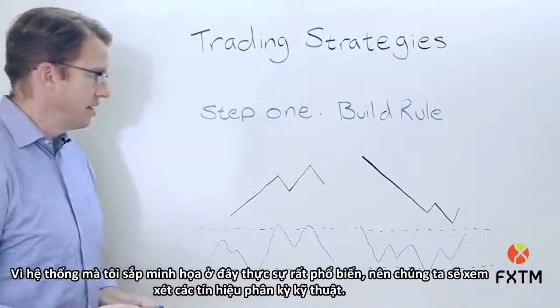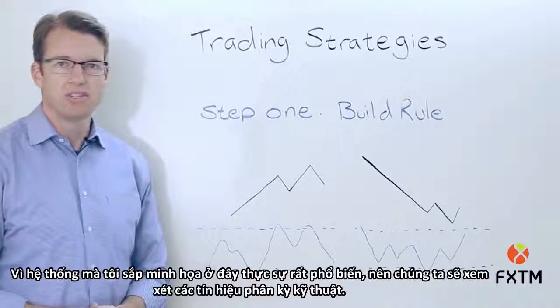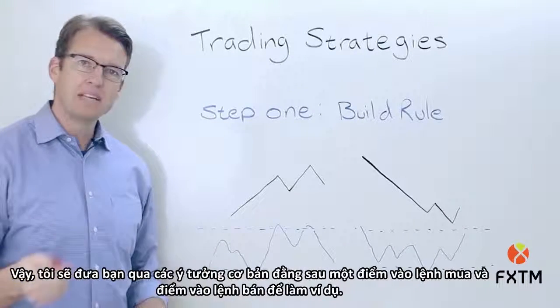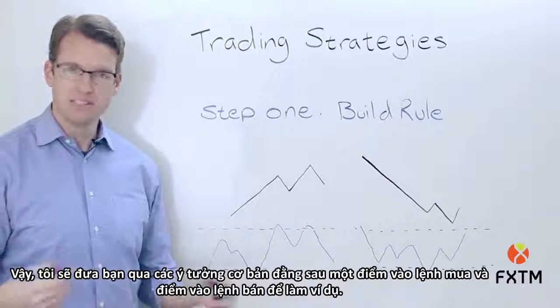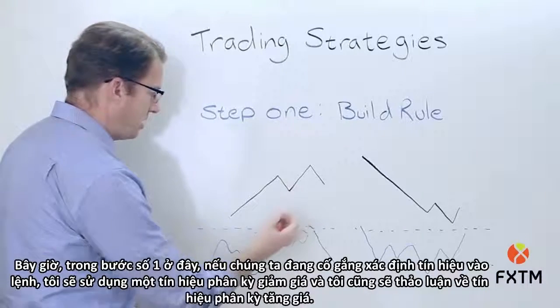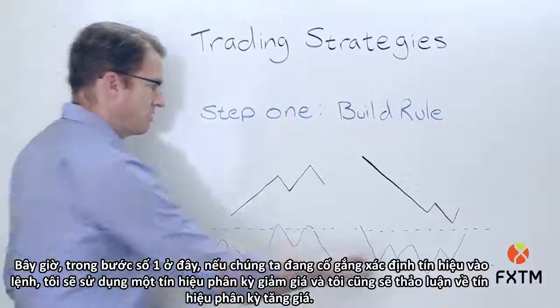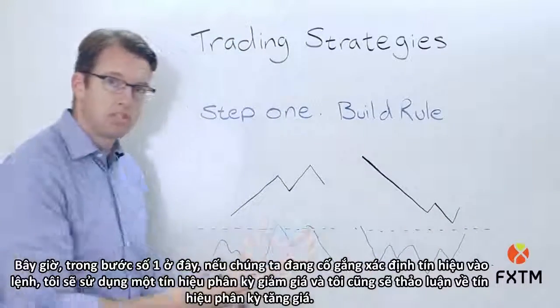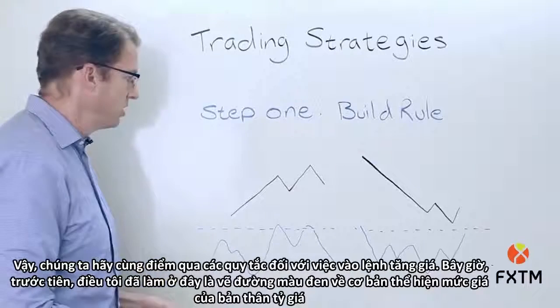Now, the system that I'm going to illustrate here is actually a very common one. We're going to be looking at technical divergences. So I'm going to walk you through the basic ideas behind a long entry and a short entry as an example. In step number one, if we're trying to define our entry signal, I'm going to use a bearish divergence, and then I'm also going to tackle a bullish divergence as well. So let's walk through the rules for a bullish entry.